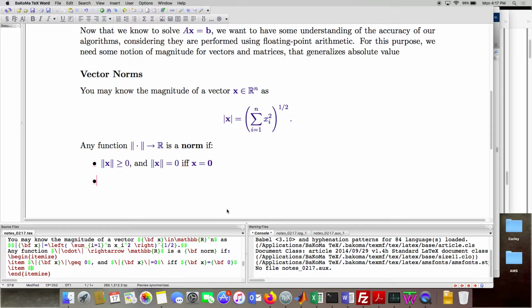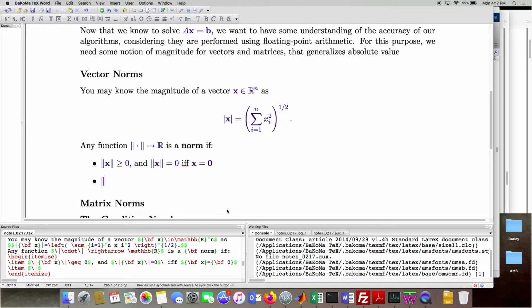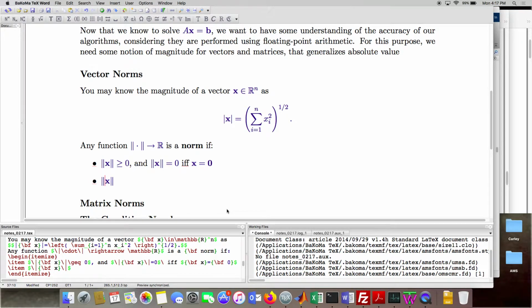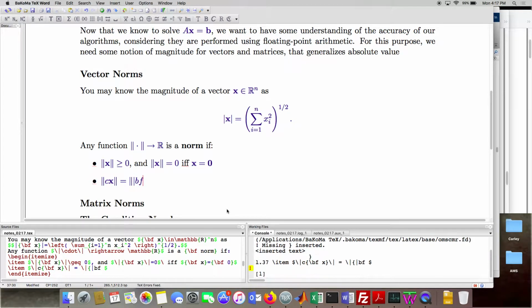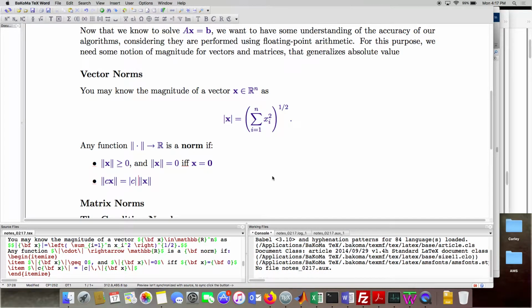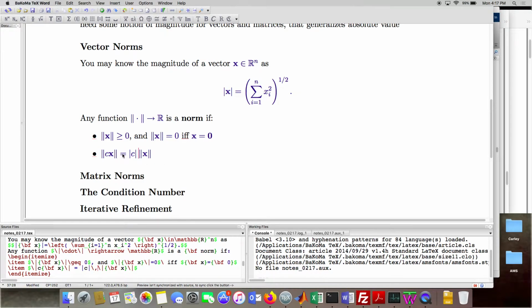Next, suppose I have a vector and I scale it by some constant factor c, which also can be real or complex. Then that has to be equal to what you get if you just take the magnitude or norm of x, and then you multiply that by the absolute value of c. So scaling a vector has to scale the norm by the magnitude of that scaling factor.